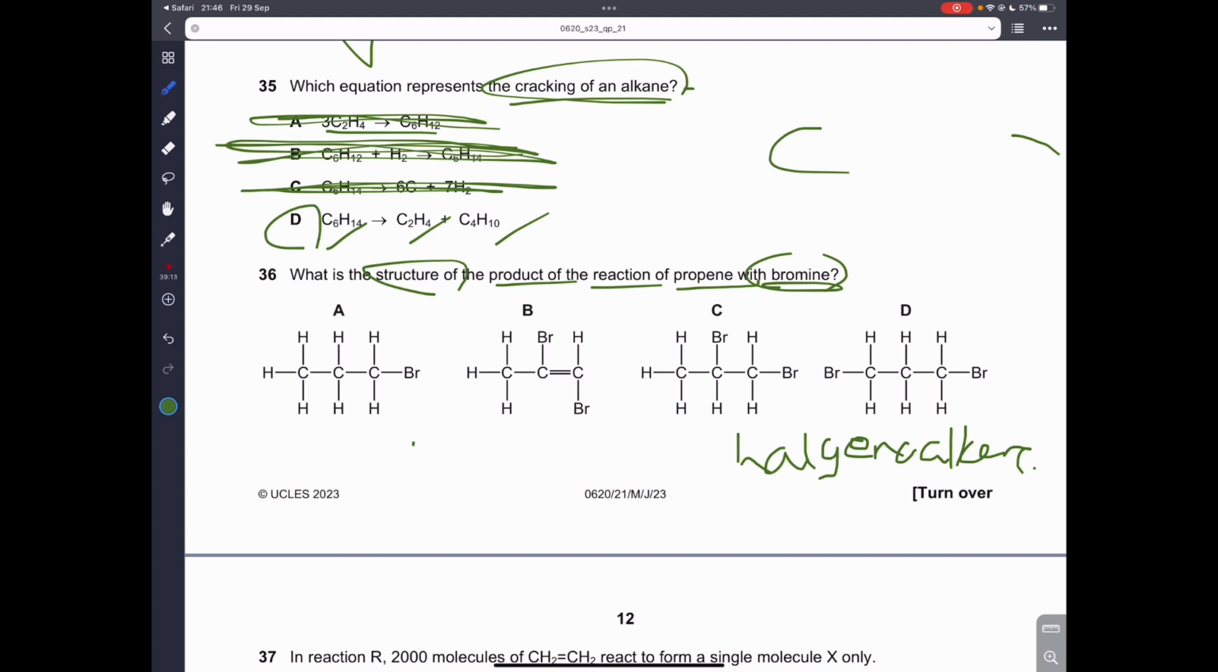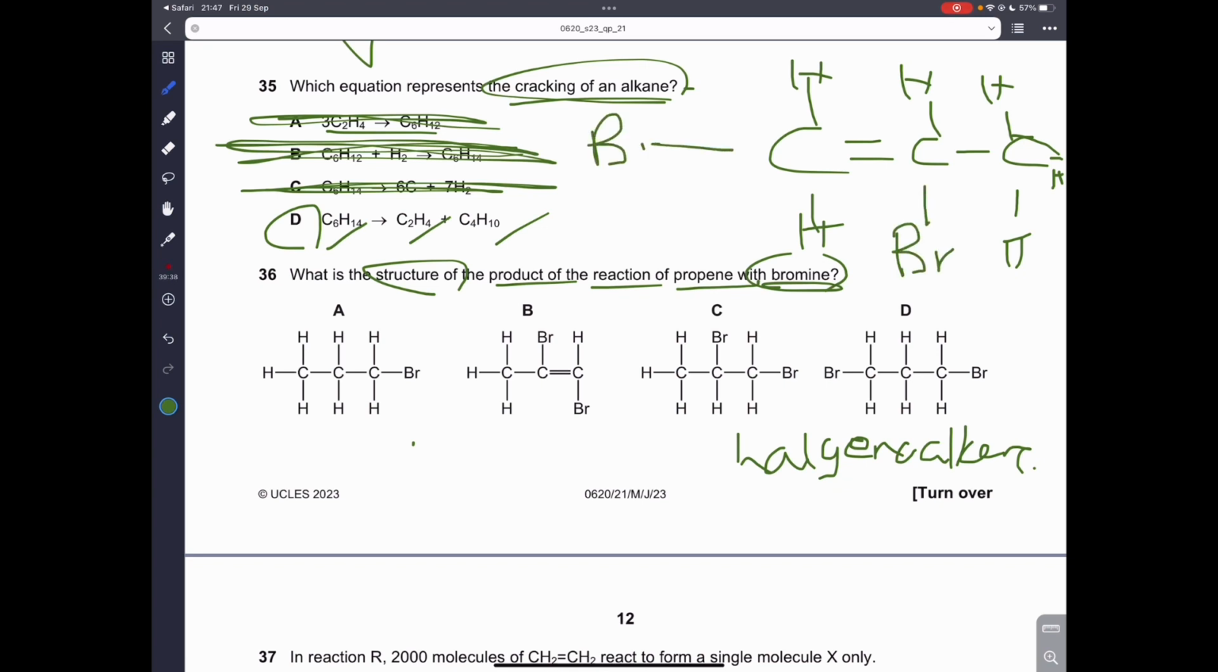So CH3, we can draw it C, CH, H, H, H. So there's going to be 6 hydrogen, and there's going to be a double bond. So the bromine atoms are going to go on the second atom and the first atom. So it's going to look something like this. So C is definitely looking like the correct answer.